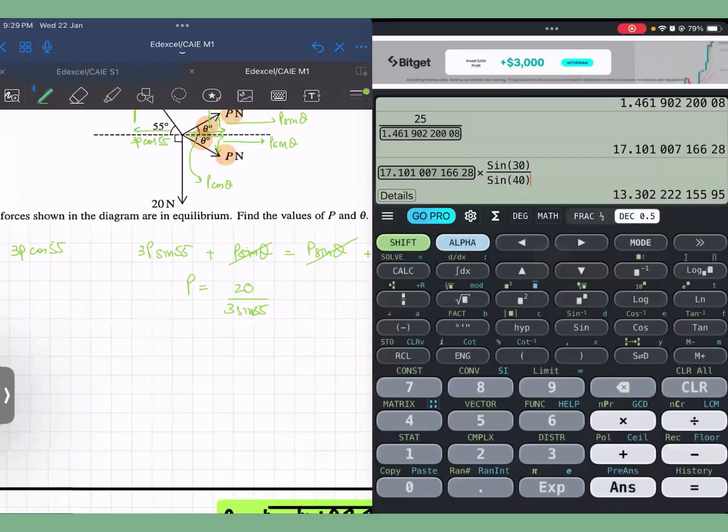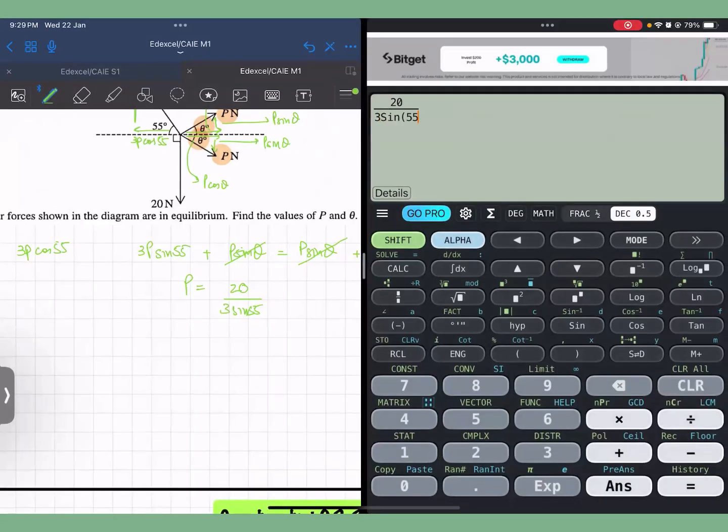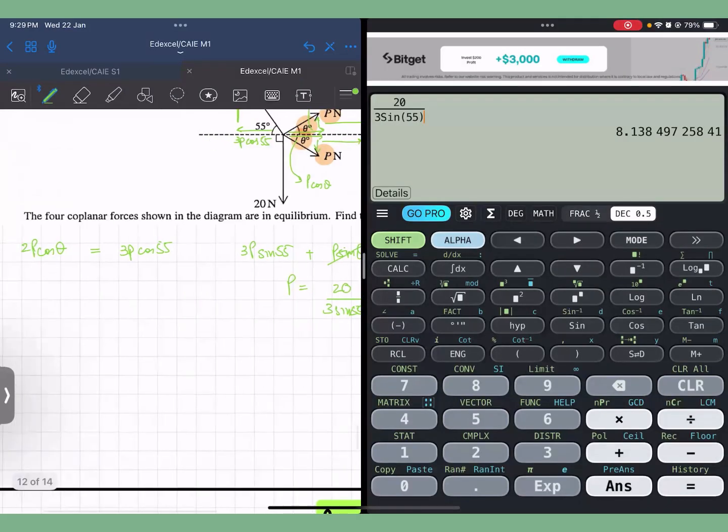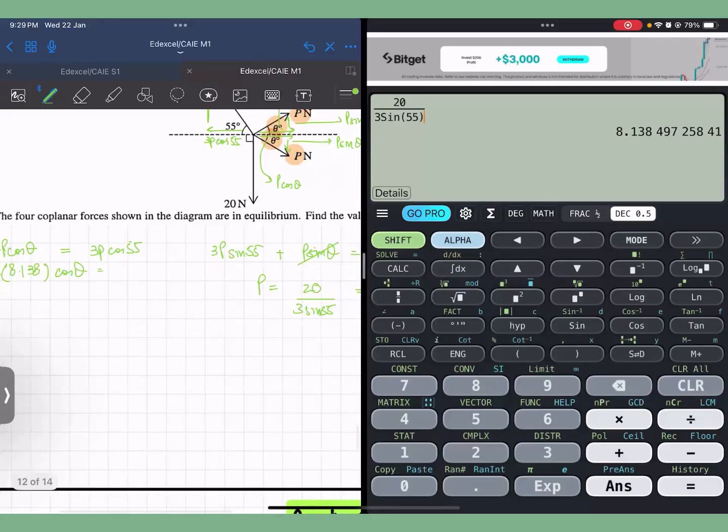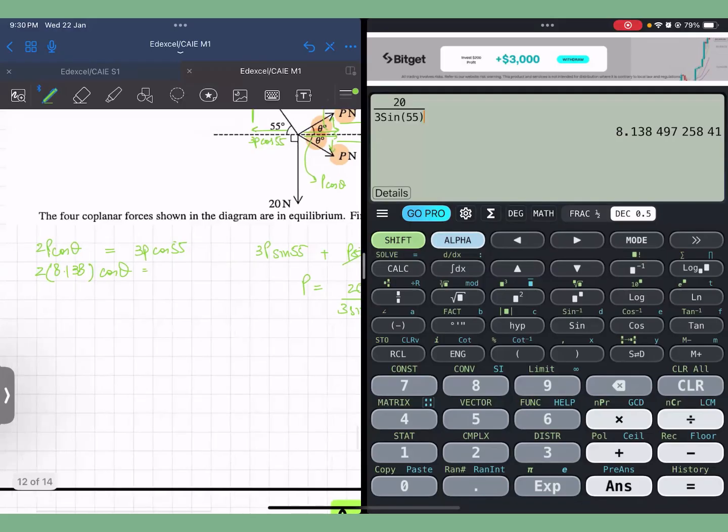Did you get the P, Nadia? Is it the same? 8.14. Yeah, that's what I got. And now you can just replace the value of P over here, 8.14. 138. Yeah, I didn't add the cos theta twice for the horizontal equation. That's why. Okay, no worries. 3 times 8.138 cos 55.